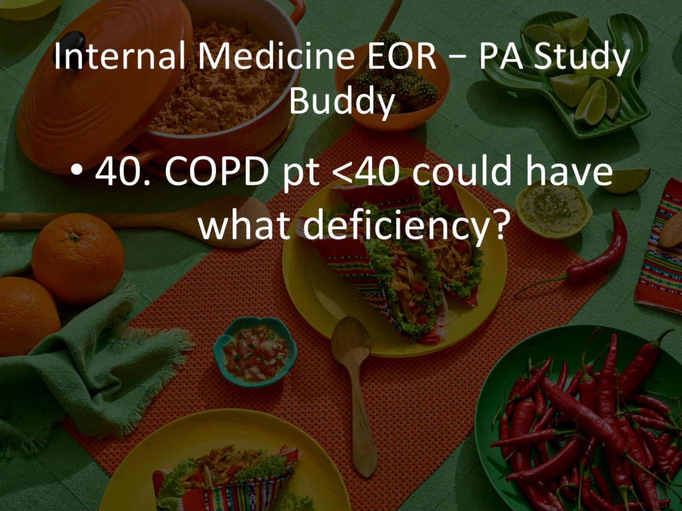COPD patient under 40 could have what deficiency? They're going to tell you a patient comes in, they're under the age of 40, and they're going to give you a little longer stem with a bunch of fluff in it, and they're going to ask you which one of these is most likely deficient in this patient population, and that would be A1 antitrypsin.